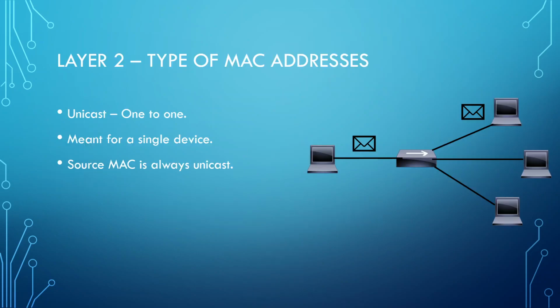Now, when we talk about layer 2, there are different types of MAC addresses. We have Unicast, which is one-to-one. Unicast addresses are only meant for a single device. So like in our example, a Unicast MAC address means that this frame is only going to be sent to one device. With Ethernet communication, the source MAC address is always a Unicast. In this example, where the computer on the left wants to communicate with the computer on the right, both the source and destination are going to be Unicast because this frame is only meant for one computer.